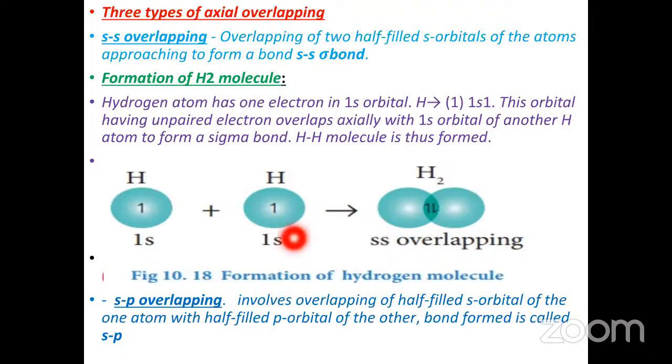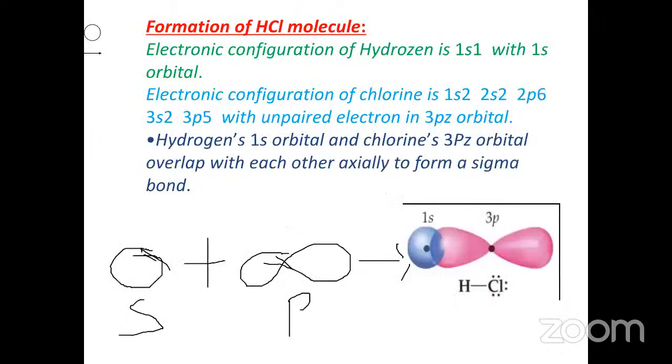Next goes to sp overlapping. It involves overlapping of a half-filled s orbital of one atom with a half-filled p orbital of another atom. The bond formed is called an sp sigma bond. Example, formation of HCl molecule. The electron configuration of hydrogen is 1s1.